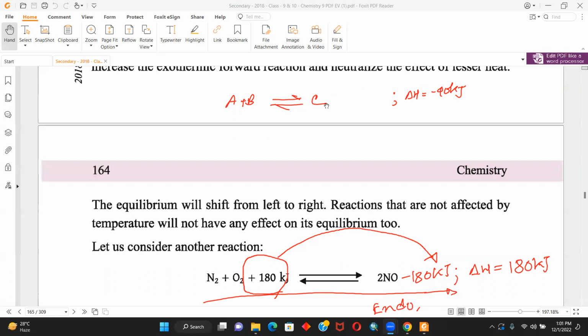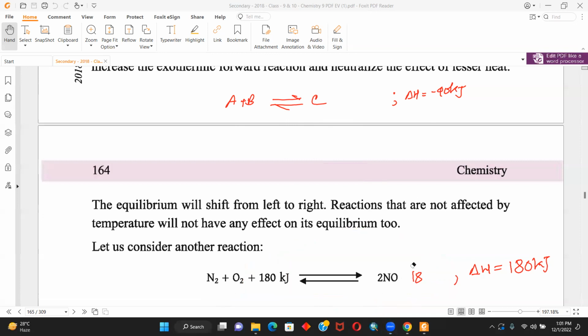Okay. So now if I add heat, what will happen? It has to neutralize the effects of adding the heat, right? How can it be neutralized? How can the effects of adding heat be neutralized? Are you understanding the term neutralization? Okay, no. Neutralization means, okay, so then you have to ask questions. Say for instance, what is neutralization?